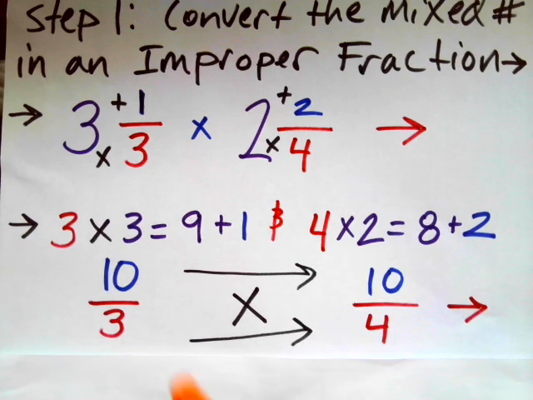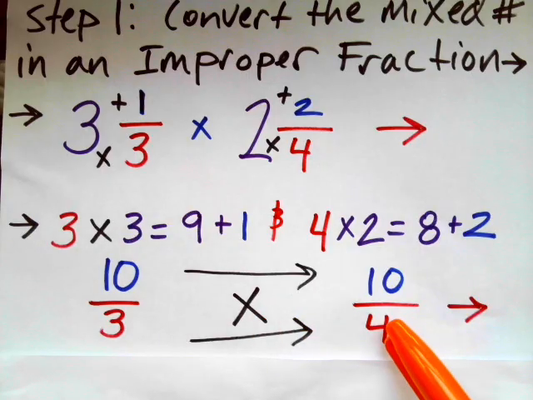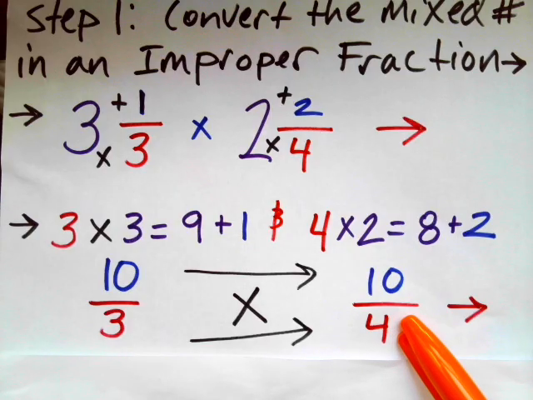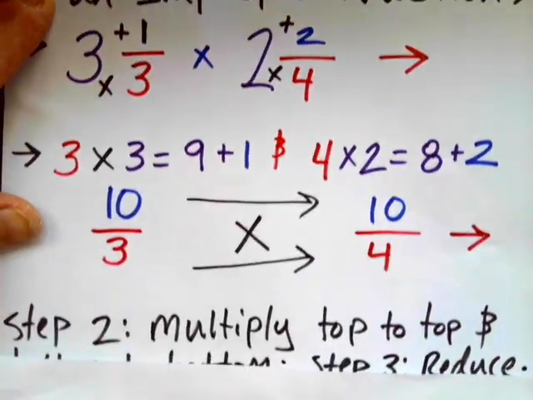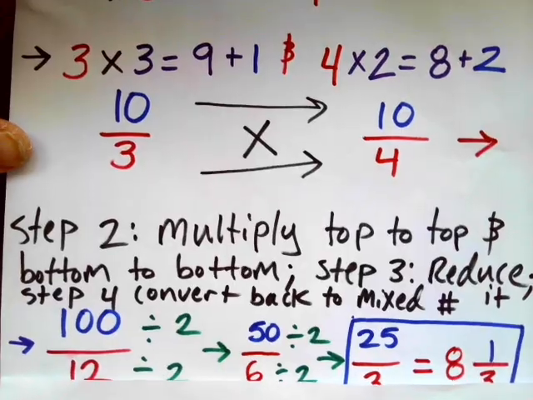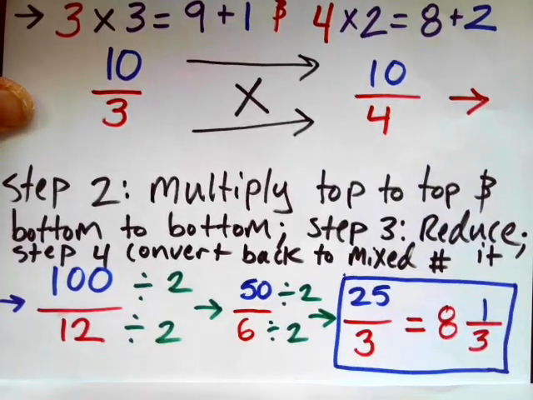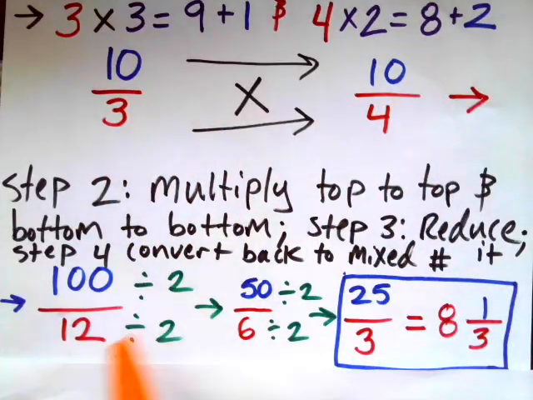Again, we could work on cross-reducing and dividing 2 into top and bottom, which will reduce the 10. If I divide 2 into 10, I get 5 over 3. 2 into the 4, 4 divided by 2 is 2. And then we'd multiply straight across and try to see if we could reduce again. Basically we just follow the rules at this point. I'm going to let you practice that reducing on your own. And so you can see here we have 10 times 10, which is 100, and 3 times 4, which is 12.